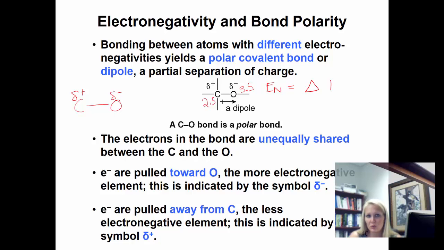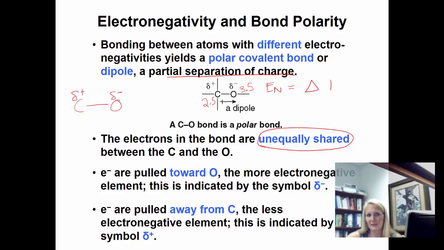If you have a polar bond, it has a dipole, and that just means it has a difference in electronegativity and there is a separation of charge. We have a partial positive and a partial negative. Therefore, there is an unequal sharing of electrons because of the difference in electronegativity, and these are called polar covalent bonds.